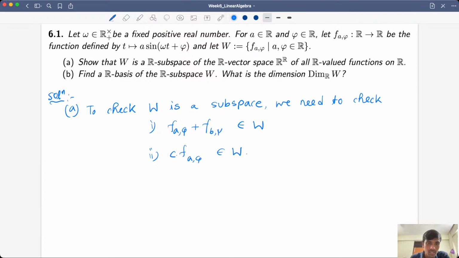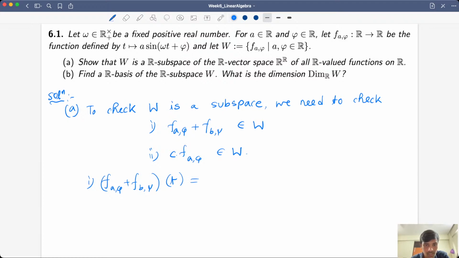For that, I need to represent f a,phi plus f b,psi in the form of some f a prime, theta or something, so that I can say that this belongs to W. Similarly here. Let's do the first one: if I have f a,phi plus f b,psi, this is a function of t.